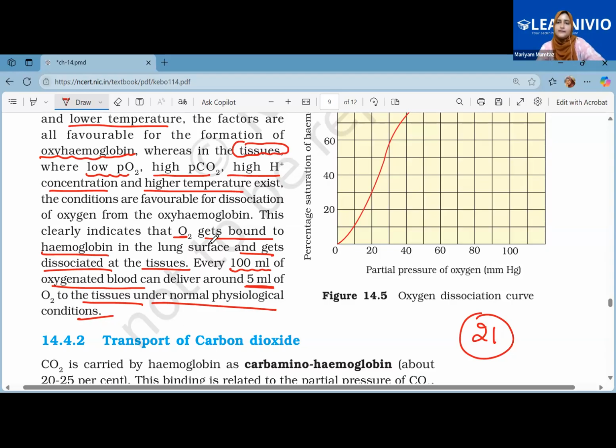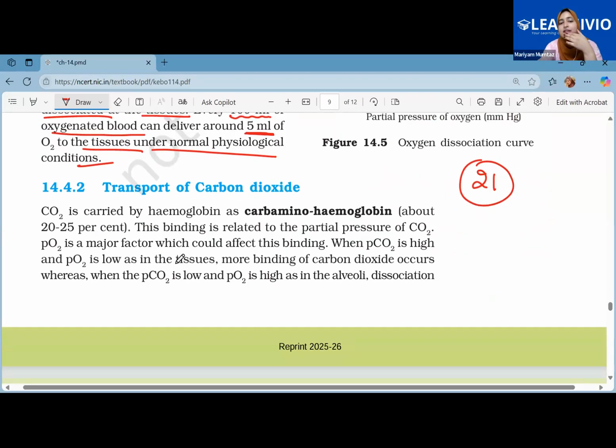Any doubts? So this was all there is to know as far as the transportation of oxygen is concerned. Now we'll talk about the transportation of carbon dioxide. CO2 is carried by the hemoglobin as carbaminohemoglobin. And how much percentage? Only 20 to 25%. This binding is related again to the partial pressure of CO2.